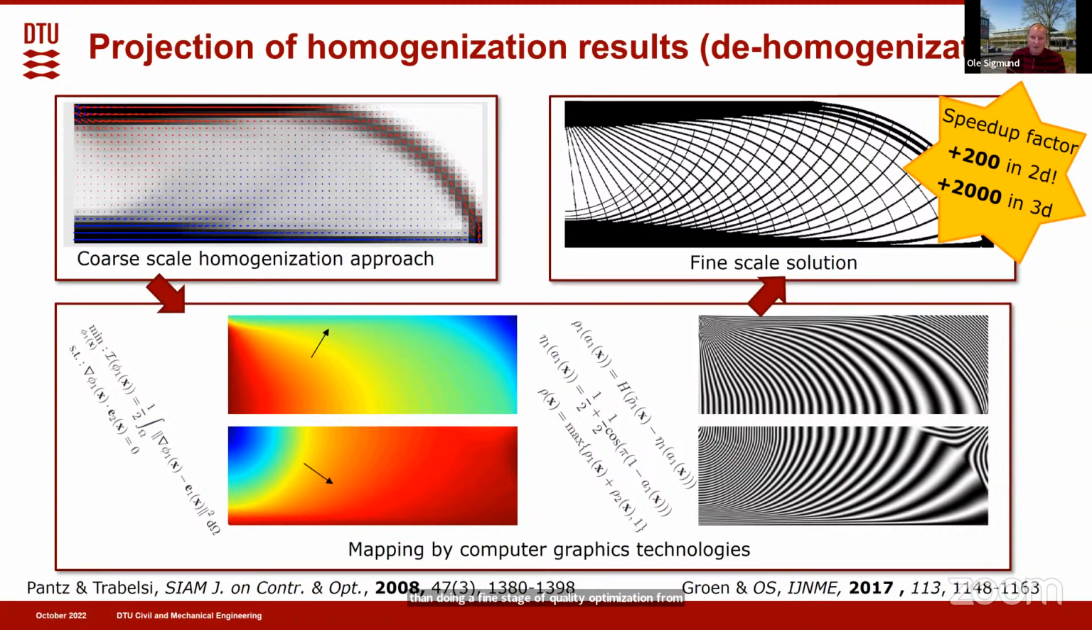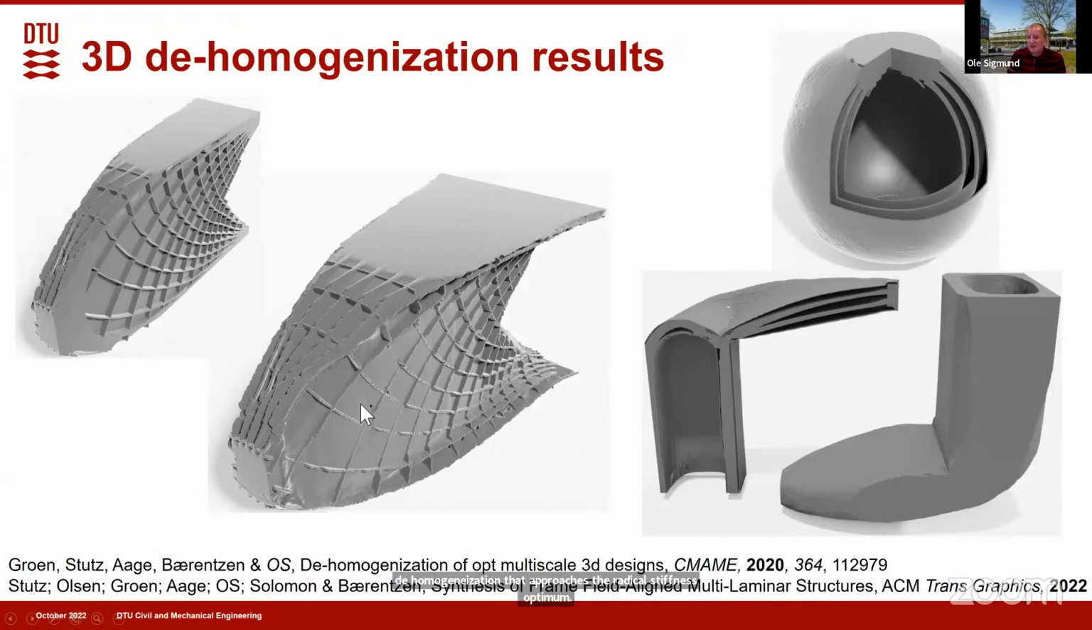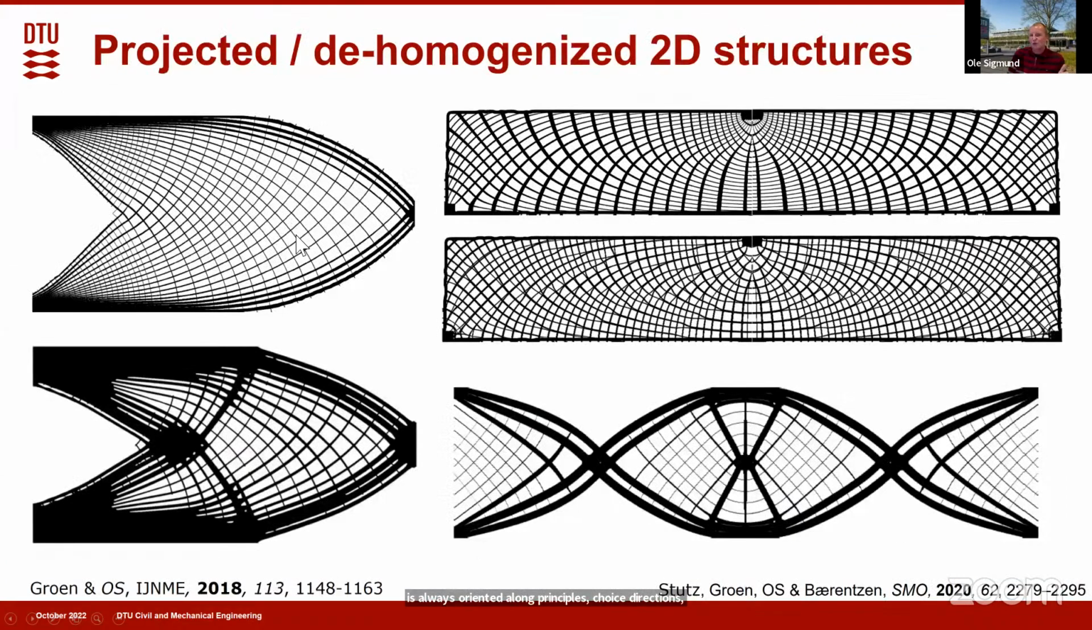So this we have done together with Jérôme Brun and others for a while, and we have produced all these beautiful structures, the de-homogenization, that approach the theoretical stiffness optimum. We have done it in 2 dimensions, and we have done it in 3 dimensions, as we see here also. Now, up to now, everybody has been looking at simple load case problems, meaning that the microstructure is always oriented along the principal stress directions, with 3 directions in 3D and just 2 directions in 2D.